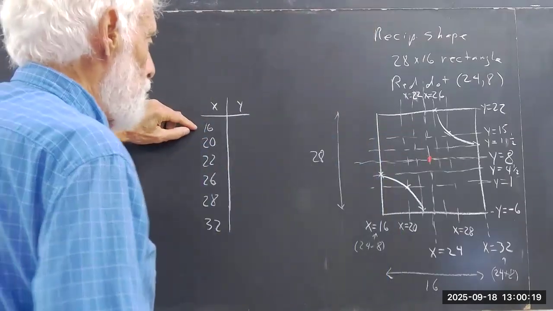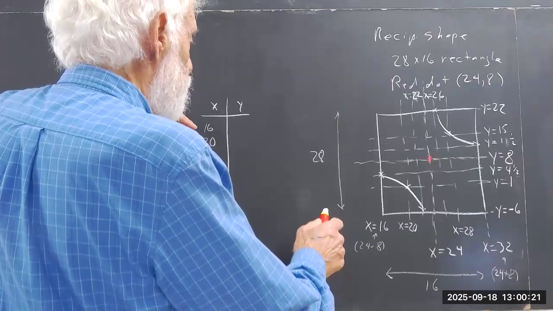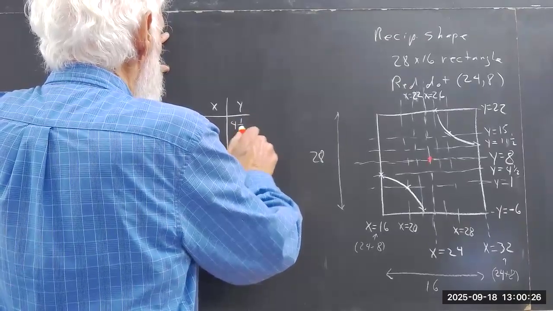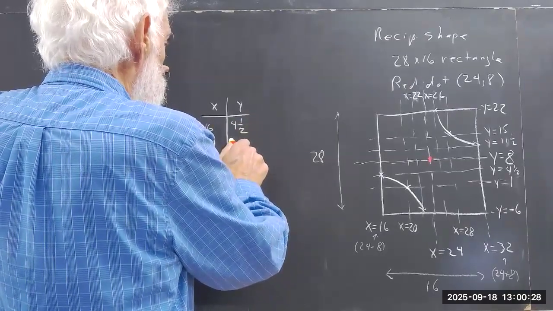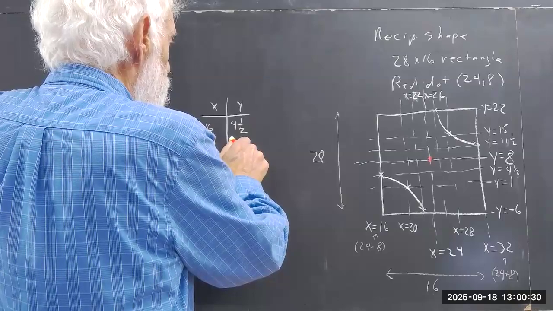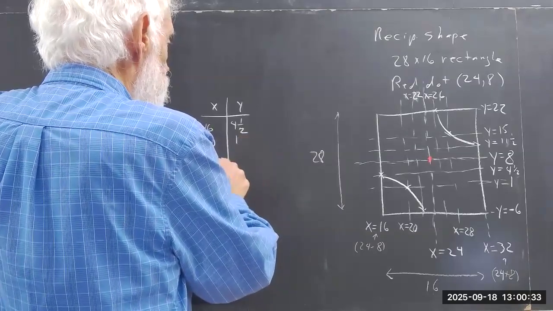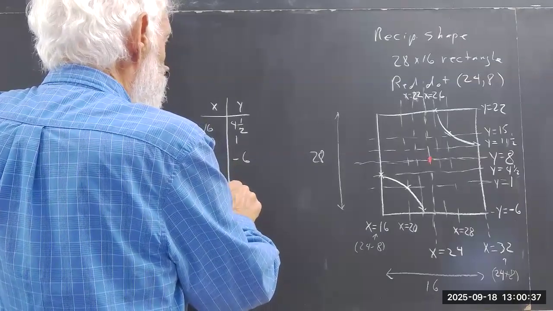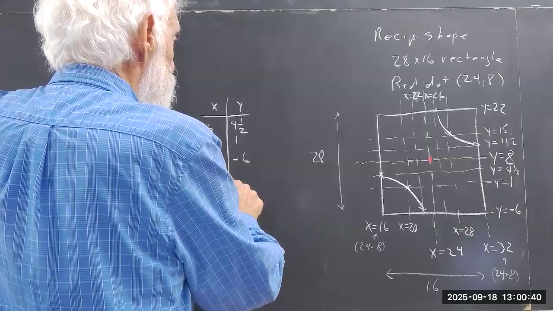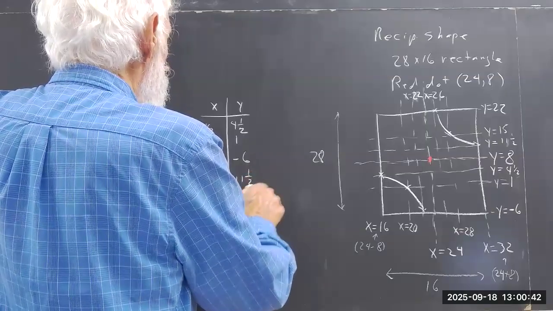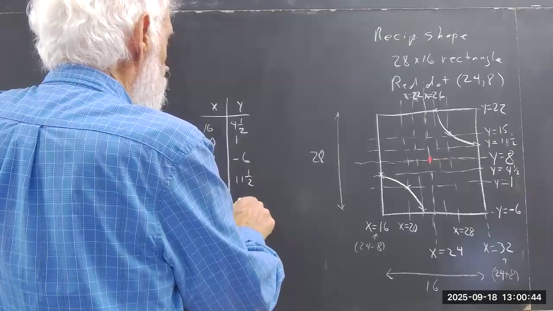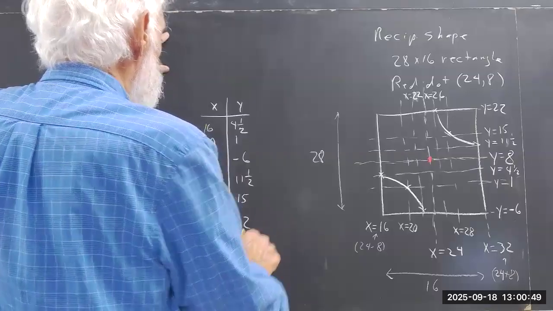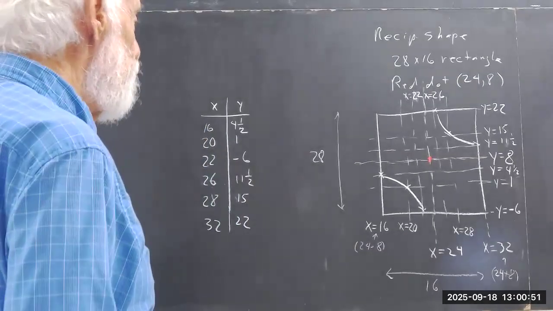So we get when x equals 16, y equals 4.5. When x equals 20, you get y equals 1. When x equals 22, you get y equals -6. When x equals 26, make sure you get y equals 11.5. When x equals 28, you get y equals 15. And when x equals 32, you get y equals 22.